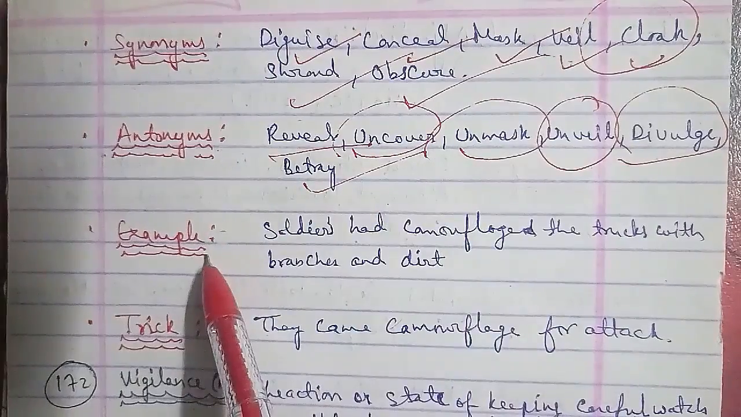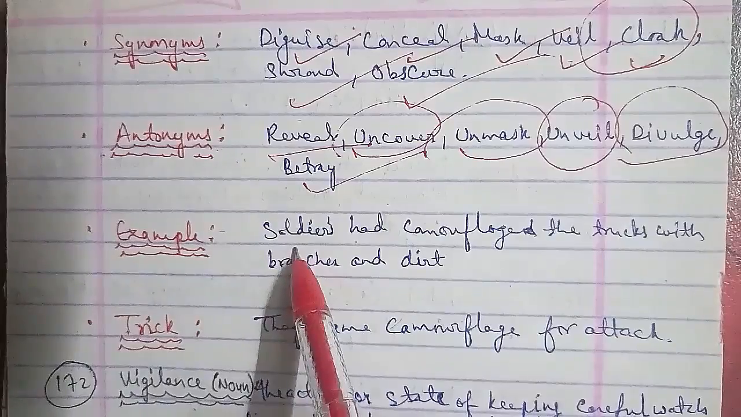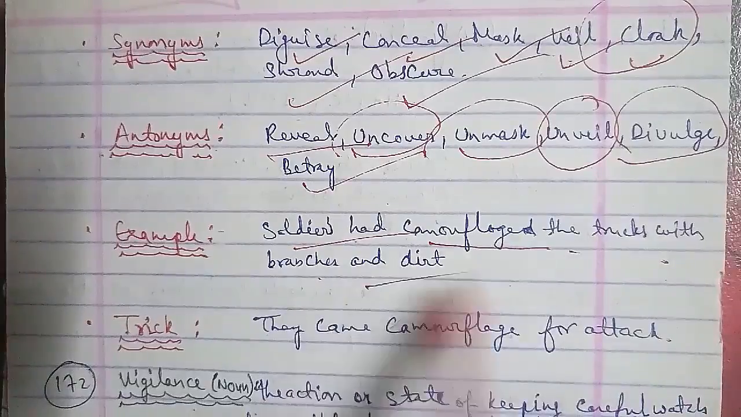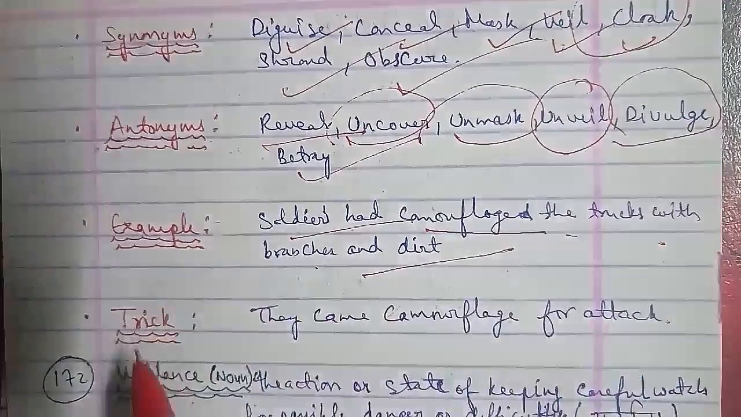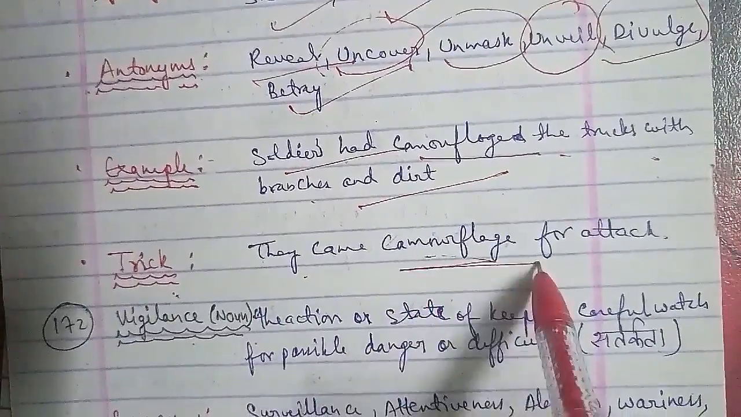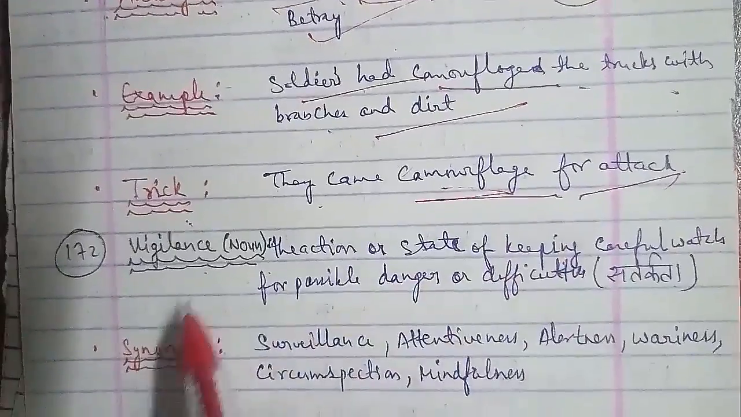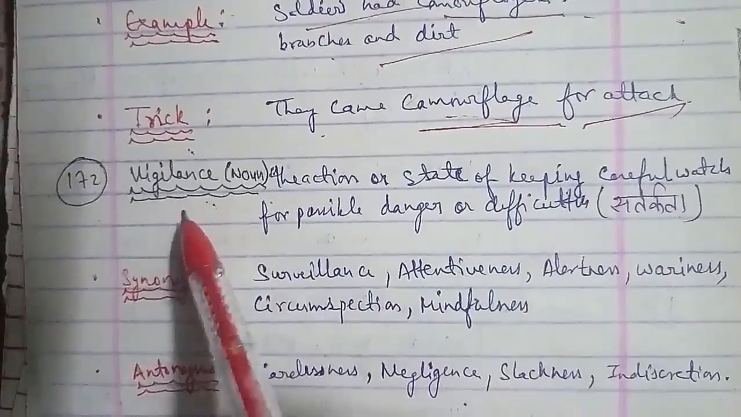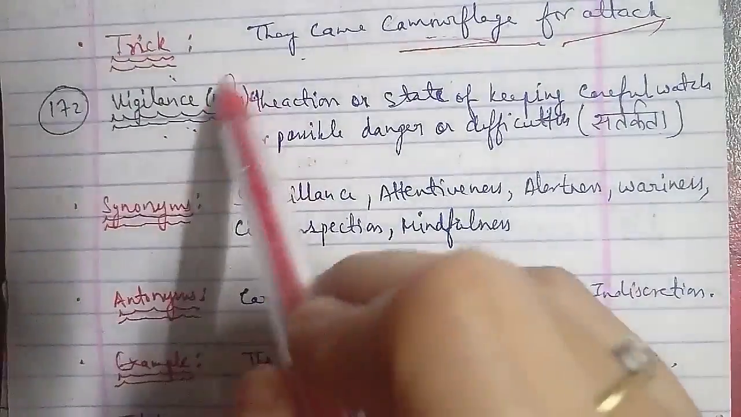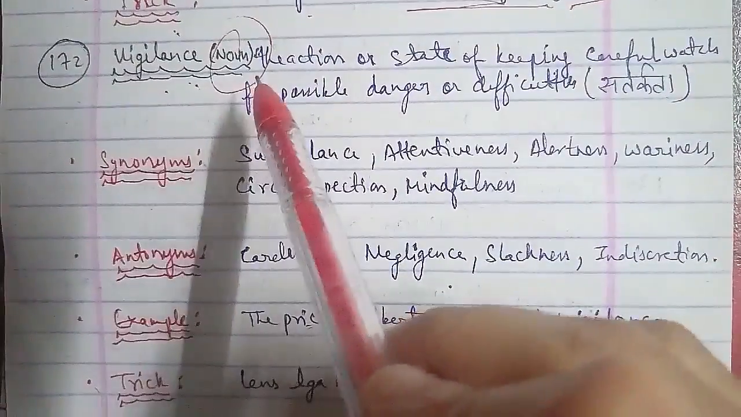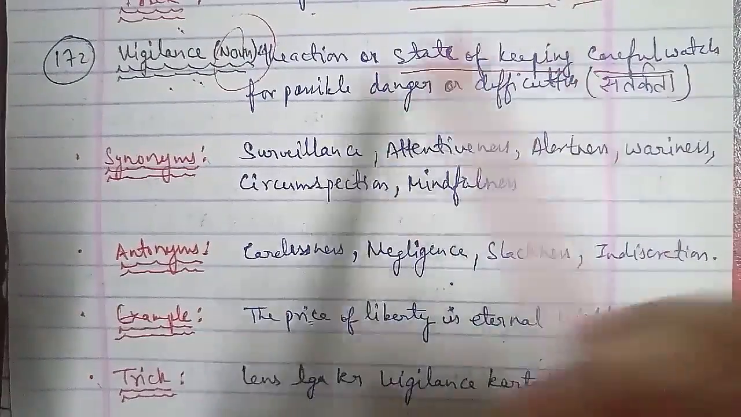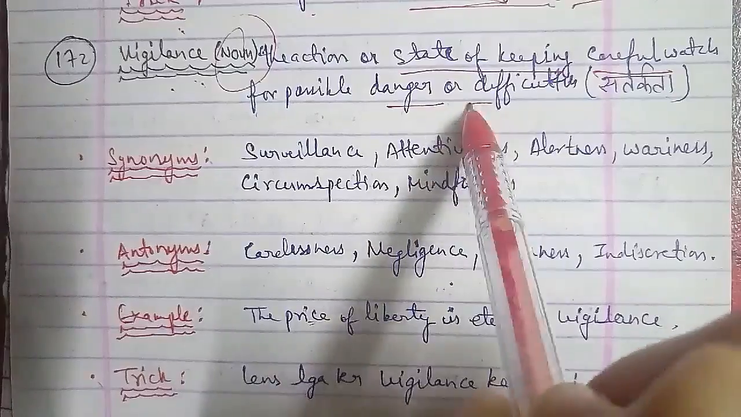attentiveness, alertness, wariness, circumspection, and mindfulness. These were the synonyms of vigilance. Antonyms of vigilance are carelessness, negligence, slackness, indiscretion. The example of vigilance is: the price of liberty is eternal vigilance. That is the meaning, as an example where you are using the word vigilance. The trick to learn the word vigilance is लेंस लगाकर विजिलेंस करते हैं.